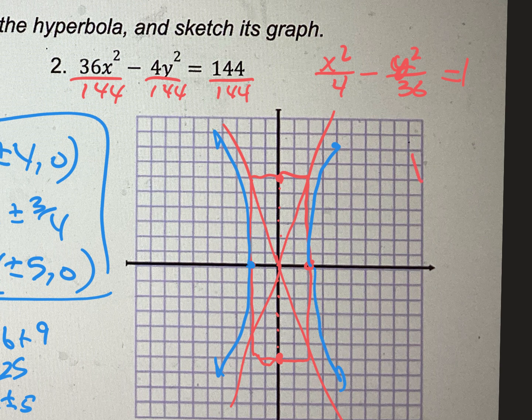Now, the vertices. The vertices are at plus or minus 2 and 0. The slopes of the asymptote, remember, square root of what's under y, which would be 6, over square root of the x, which is 2. So that's really plus or minus 3 for the slope of the asymptotes. And then the foci, I'm going to do a squared plus b squared. So c squared would be 36 plus 4, which is 40. Take the square root. Square root of 40 is really square root of 4 times 10, which is 2 root 10. So my foci, I'm going plus or minus 2 root 10 and 0.